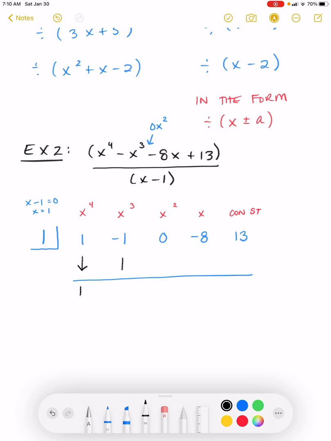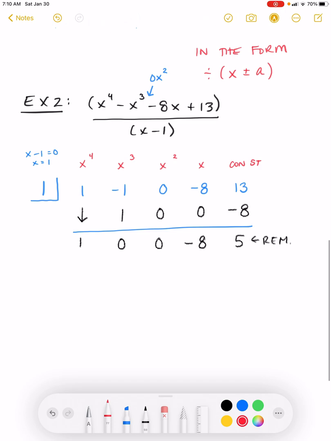1 times 1 is 1. Negative 1 plus 1 is 0. 0 times 1 is 0. 0 plus 0 is 0. Let's keep going. 0 times 1 is 0, but then be careful. This is negative 8 plus 0, so we bring down negative 8. And now negative 8 plus 1 is negative 7, and this time we see that we do in fact have a remainder. Okay, so let's go and let's put our variables back in.